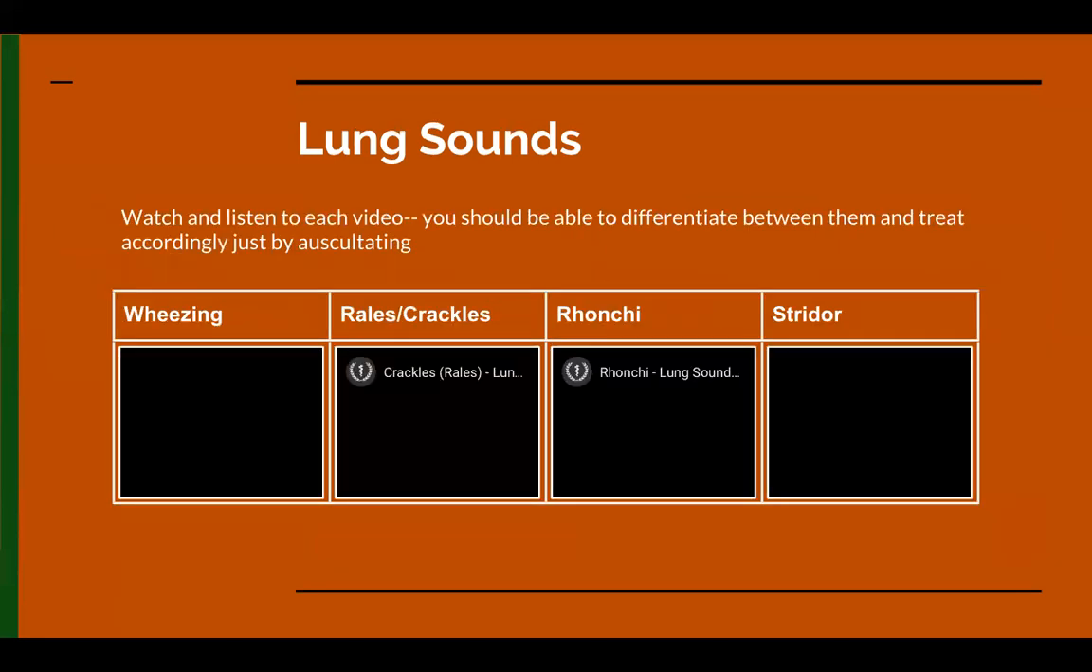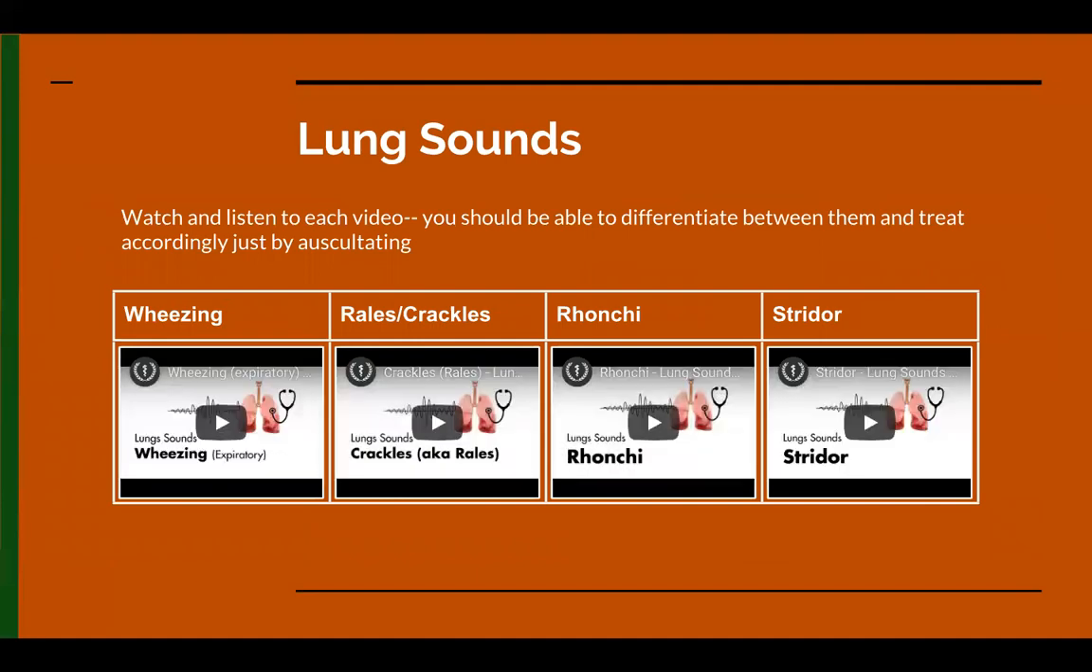Okay, this is the slide I was talking about. So these are all links to YouTube videos that have the lung sounds in them for all 4. So please take a look at these. You really need to know the differences between them. So watch and listen to these videos, listen to them over and over again until you can really differentiate between them.